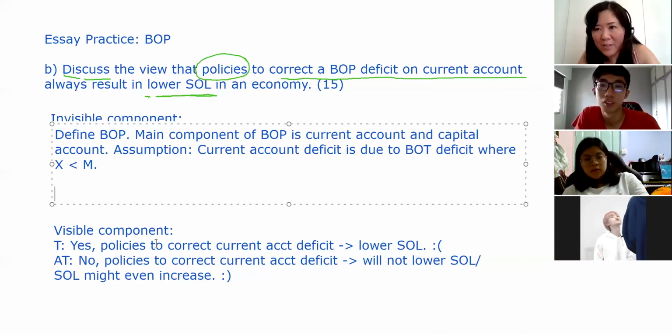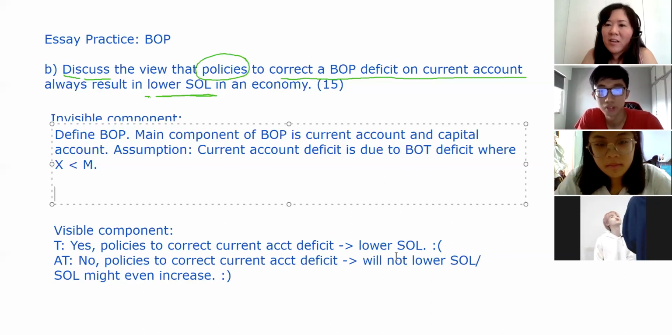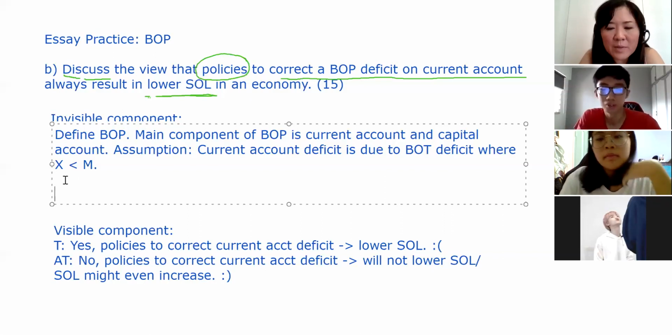Don't need to say how it works already to correct your BOT deficit. But just go straight to say how that policy itself lowers SOL or not. Understand? So that you keep your visible component very clean. Very clean means the policy is basically just specific to link to SOL. No need to go and say the policy corrects this, then affects SOL. Understand? Clear? Clear, yeah?